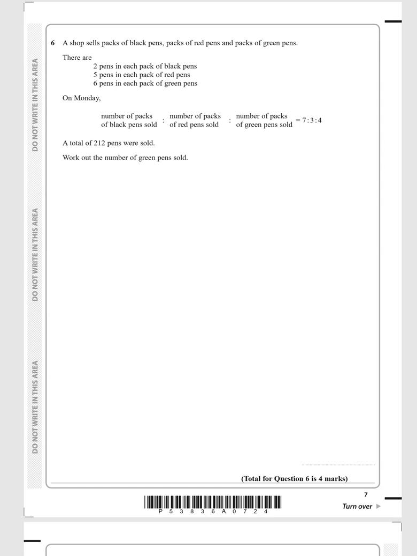The ratio of 7 to 3 to 4. So it's black, red, green. A total of 212 pens were sold. Work out the number of green pens sold. Right, so if we work on this ratio, we can work out how many pens we've got. So the first one, the black packs was 7, 2 in each, so we've got 14. Red has 5 pens in each pack, so 15, and then green is 24, 4 times 6.